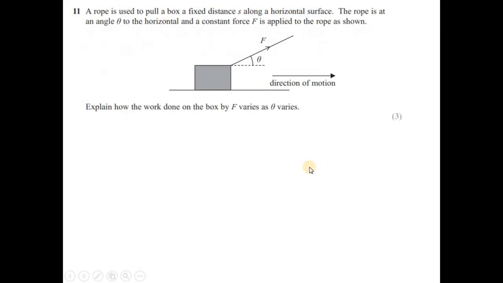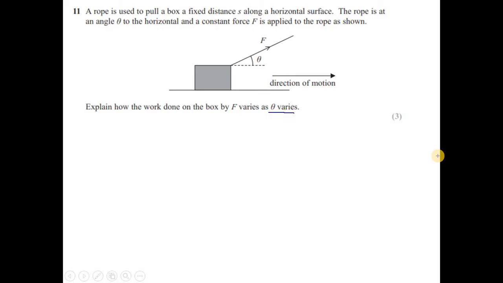Question number 11. A rope is used to pull a box a fixed distance s along a horizontal surface. The rope is at an angle of theta to the horizontal and a constant force F is applied to the rope as shown. So constant force, theta, direction of motion. Explain how work done on the box by F varies as theta varies.